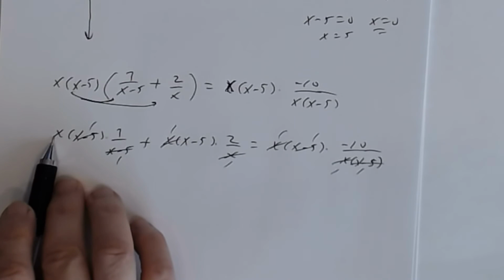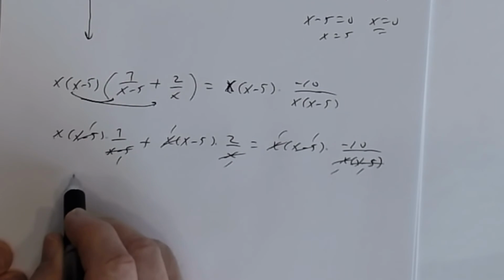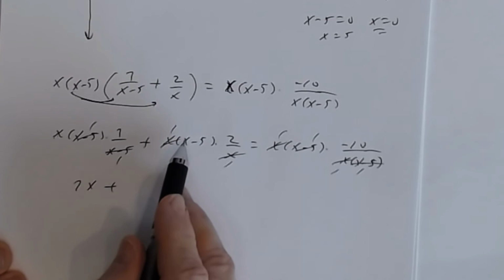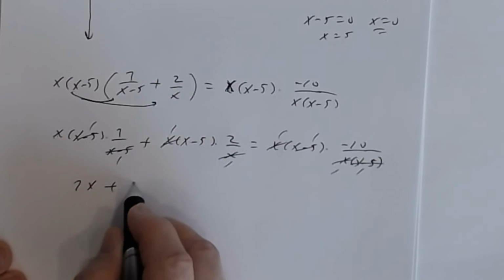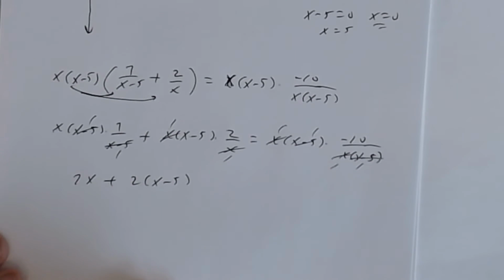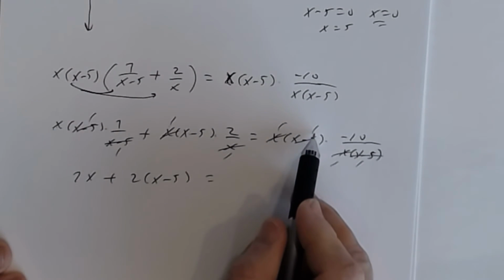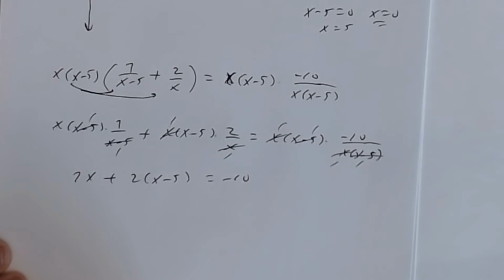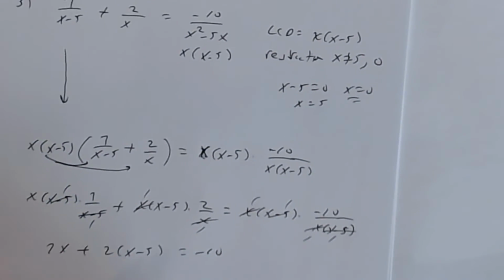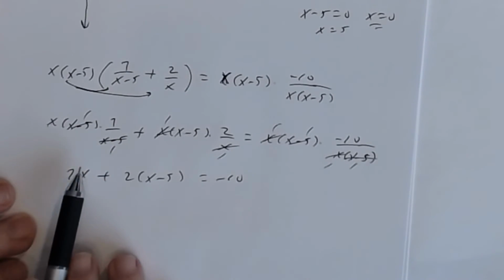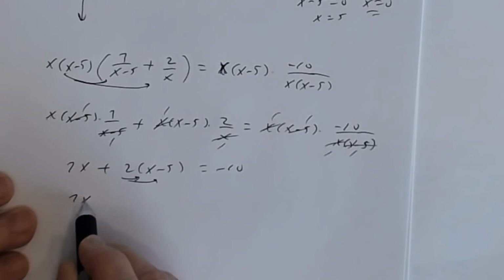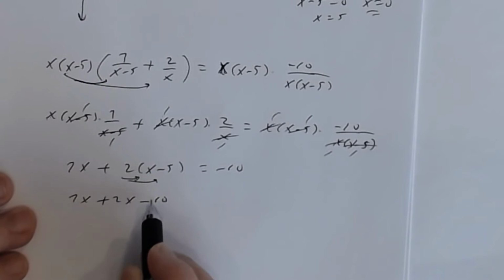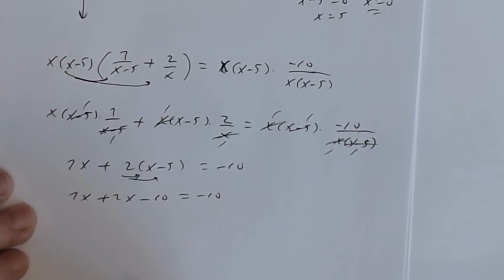And so now you have x times 1 times 7, which is 7x, plus 1 times x minus 5 times 2. Now, make sure you're careful when you rewrite this. You're going to write this as 2 times x minus 5 in parentheses, equal 1 times negative 10 is negative 10. And I want you to notice I went from a rational equation to a linear equation. And so I'm going to go ahead and distribute. So I get 7x plus 2x minus 10 equal negative 10.